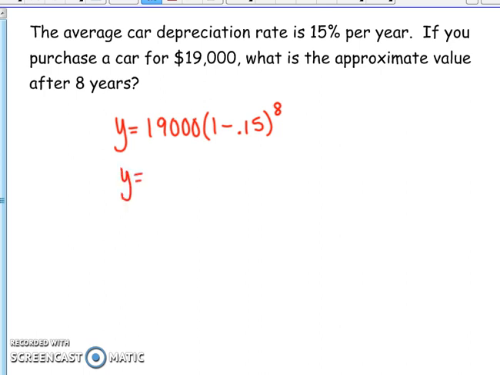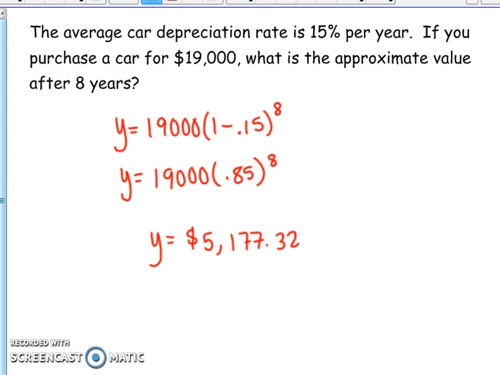So let's just simplify it a little bit. So we have 19,000, and then we have 0.85 to the 8th. So we're just going to plug that into a regular calculator and solve for y. So y is money. So we have $5,177.32.